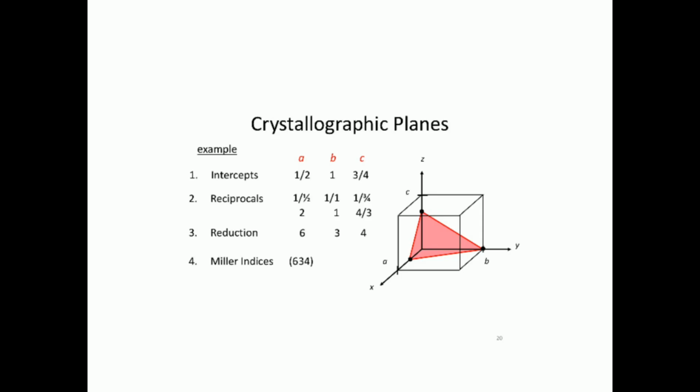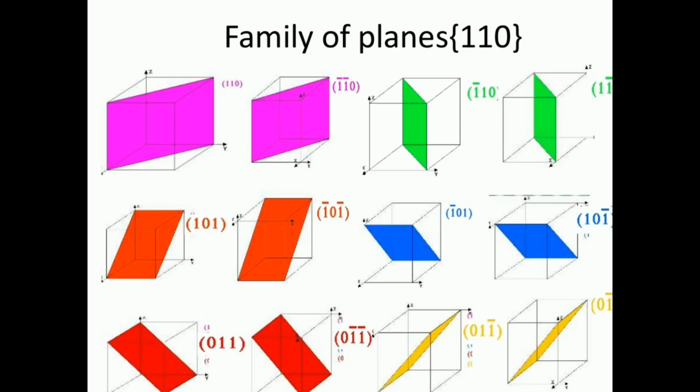This is a family of planes. See that the intercepts and reciprocals are totally different in angle. All of these are part of this family. First is 110, another is 1 bar 10, another is the reverse direction, and the opposite direction is 1 bar 1 0, 101, 1 0 1 bar, 0 1 1, 0 1 bar 1 bar, 0 1 1 bar, and 0 1 bar 1. Every direction will change slightly with the intercepts and reciprocals.